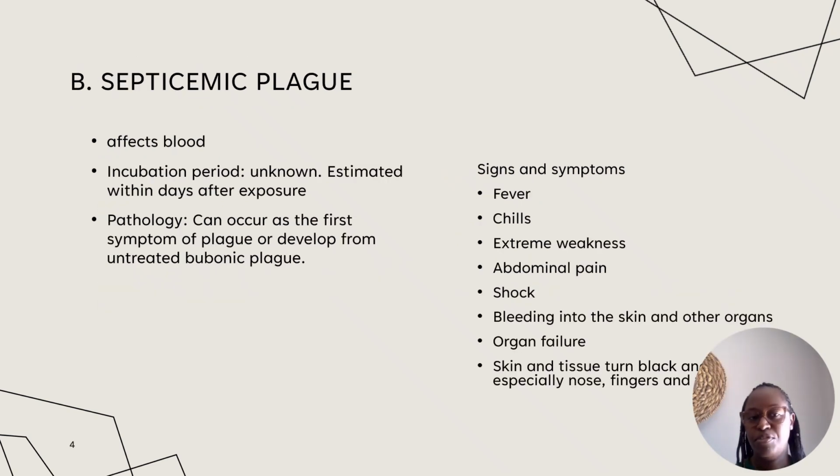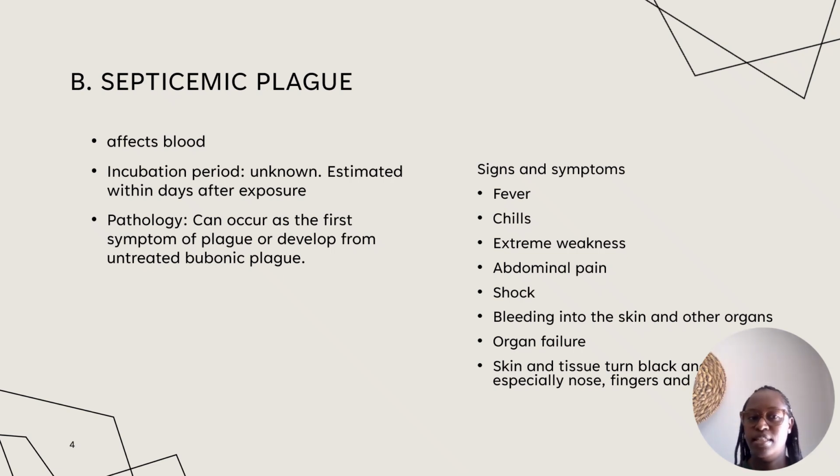So the second type of plague is called the septicemic plague. This one mostly affects the blood. The incubation period is really not known, but it is estimated to be days after exposure. The thing with the septicemic plague is that it can occur as a first symptom of the plague, or it can develop from an untreated bubonic plague. So that's the reason why even its incubation period is not well known.